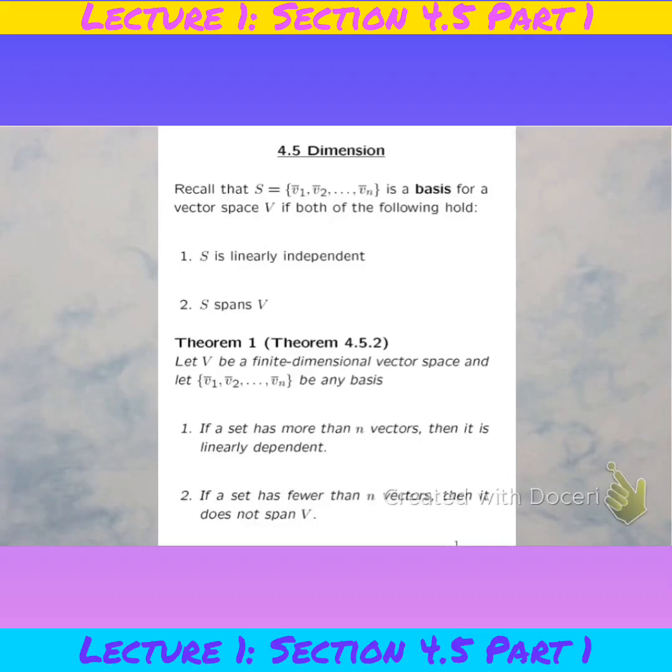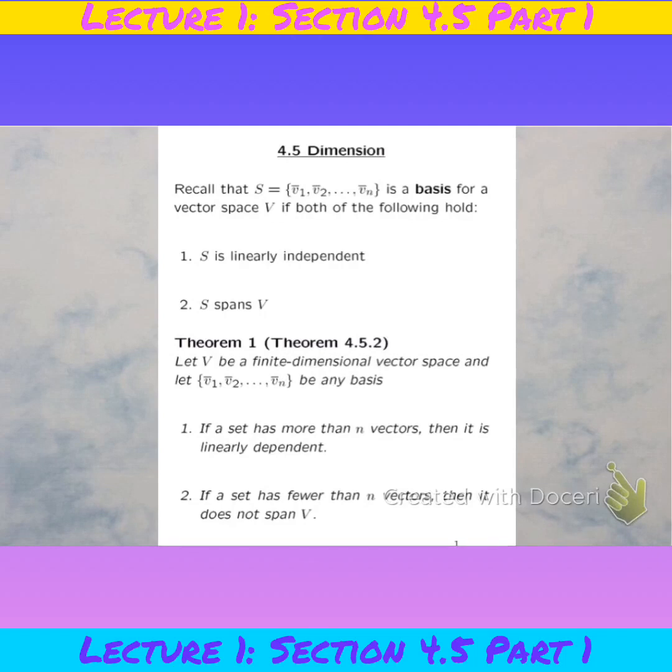Alright students, welcome back to the second part of the linear algebra course for engineering. We will start off where we ended in the first semester. We ended at section 4.4. I require you to just go and revise section 4.1 up until 4.4 again.